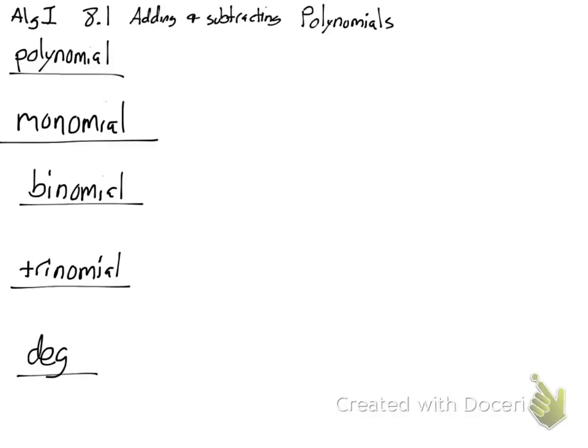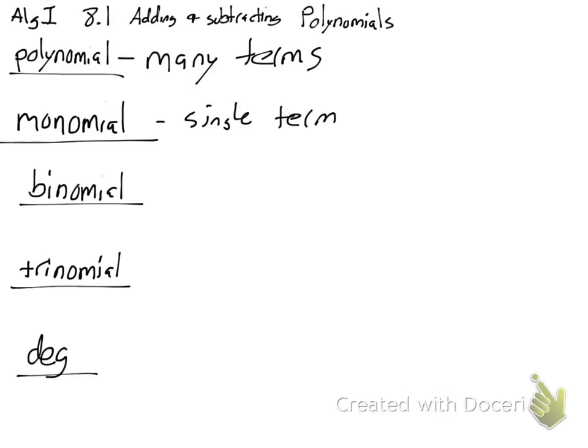Okay, Algebra 1, this is 8.1. We're adding and subtracting polynomials today. So what is a polynomial? A polynomial, guys, is made up of terms. And these terms are called monomials. So we can just say that it's many terms. And these terms are called monomials. So a monomial is a single term.